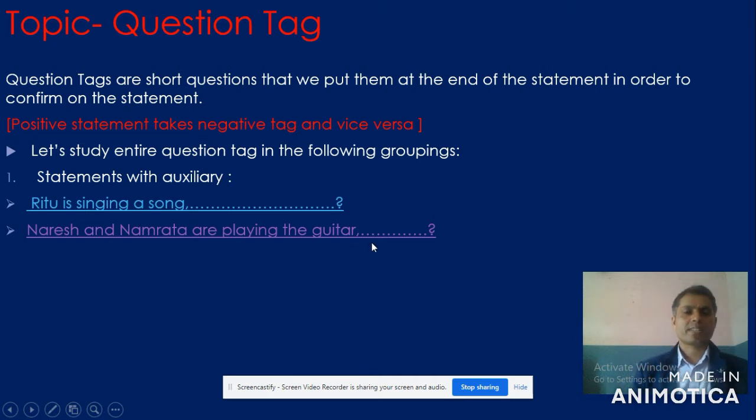So in this type of statement, after the comma, as I told you before, we should write the auxiliary verb under grouping number 1. Are should be written: are. Then if the statement is positive, we must write a negative tag, right? So here it must be aren't, the contracted form. Then Naresh and Namrata, the pronoun for this noun is obviously they. Aren't they, right? The answer is aren't they?